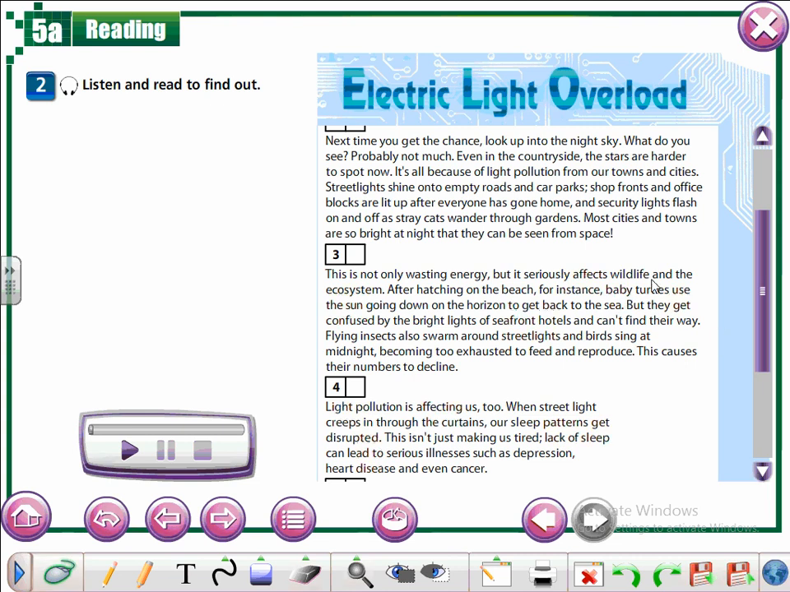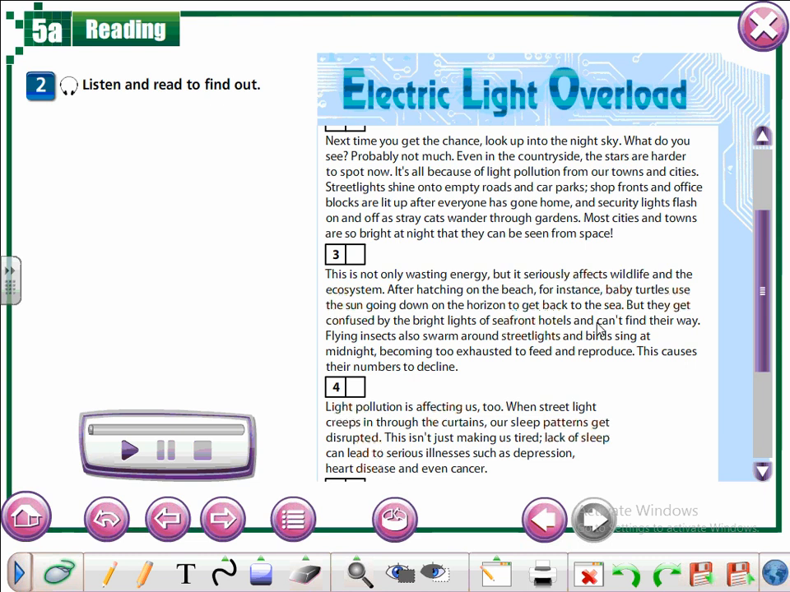How? And the ecosystem, after hatching on the beach. For instance, baby turtles use the sun going down on the horizon to get back to the sea. So they use the natural sunlight in order to guide them to their place. But they get confused by the bright lights of seafront hotels and can't find their way.